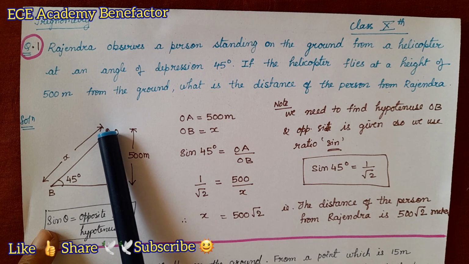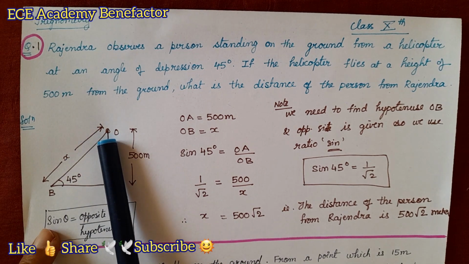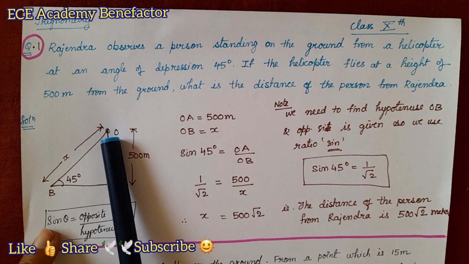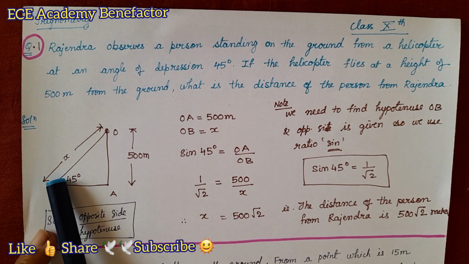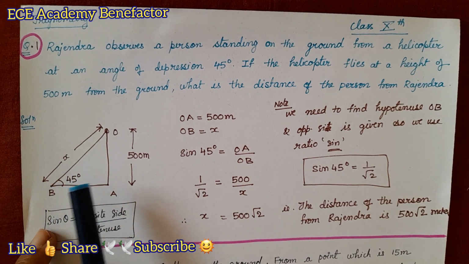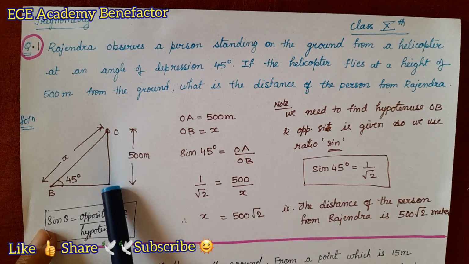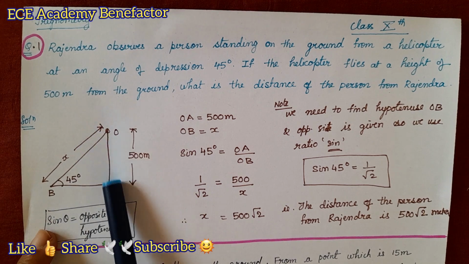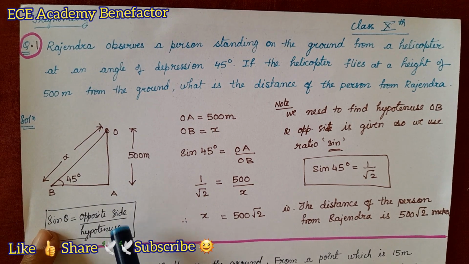Is the question clear? What you need to find? We need to find the x. So, Rajendra is an observer sitting in a helicopter. He is observing a person standing on the ground at an angle of depression of 45 degrees, and the helicopter is at a height of 500 meters above the ground. So, we can easily solve it. So, let us start the solution.